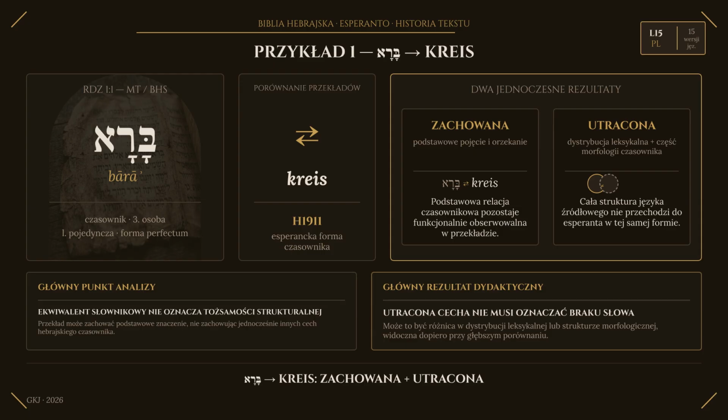Consider the Hebrew verb bara. In the 1911 edition, it is translated as Christ. While the core meaning is maintained, the lexical distribution and morphology are lost. This illustrates that dictionary equivalence does not equal structural identity.